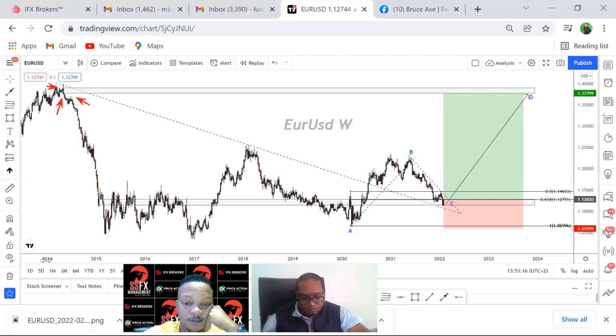Another thing is, when we start the analysis, we start from the weekly. You can start from any time frame, as long as you can identify the change of structure, the breakout. You can start even on 15 minutes, as long as you can identify the change of structure. Learn how to master the change of structure. I'll be with you all the time, trying to show you how to identify the change of structure.